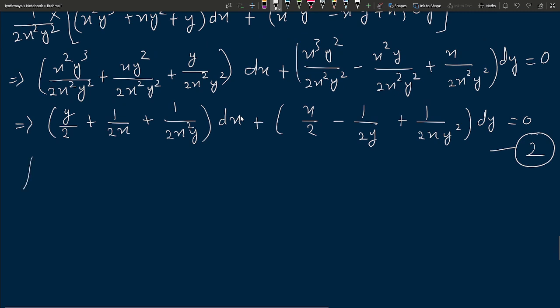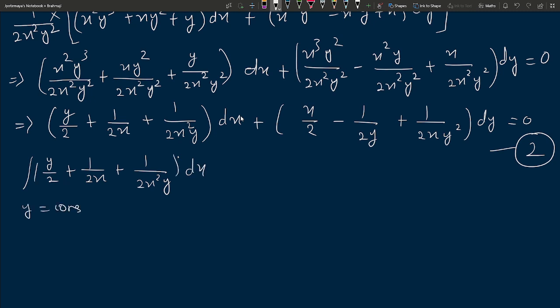Integrating (y/2 + 1/(2x) + 1/(2x²)y) dx, y constant, plus integration of those terms not containing x. This term contains x, so it will not come, this term contains x, so it will not come. Only this term will come, that is minus 1/(2y) dy equal to c, constant.